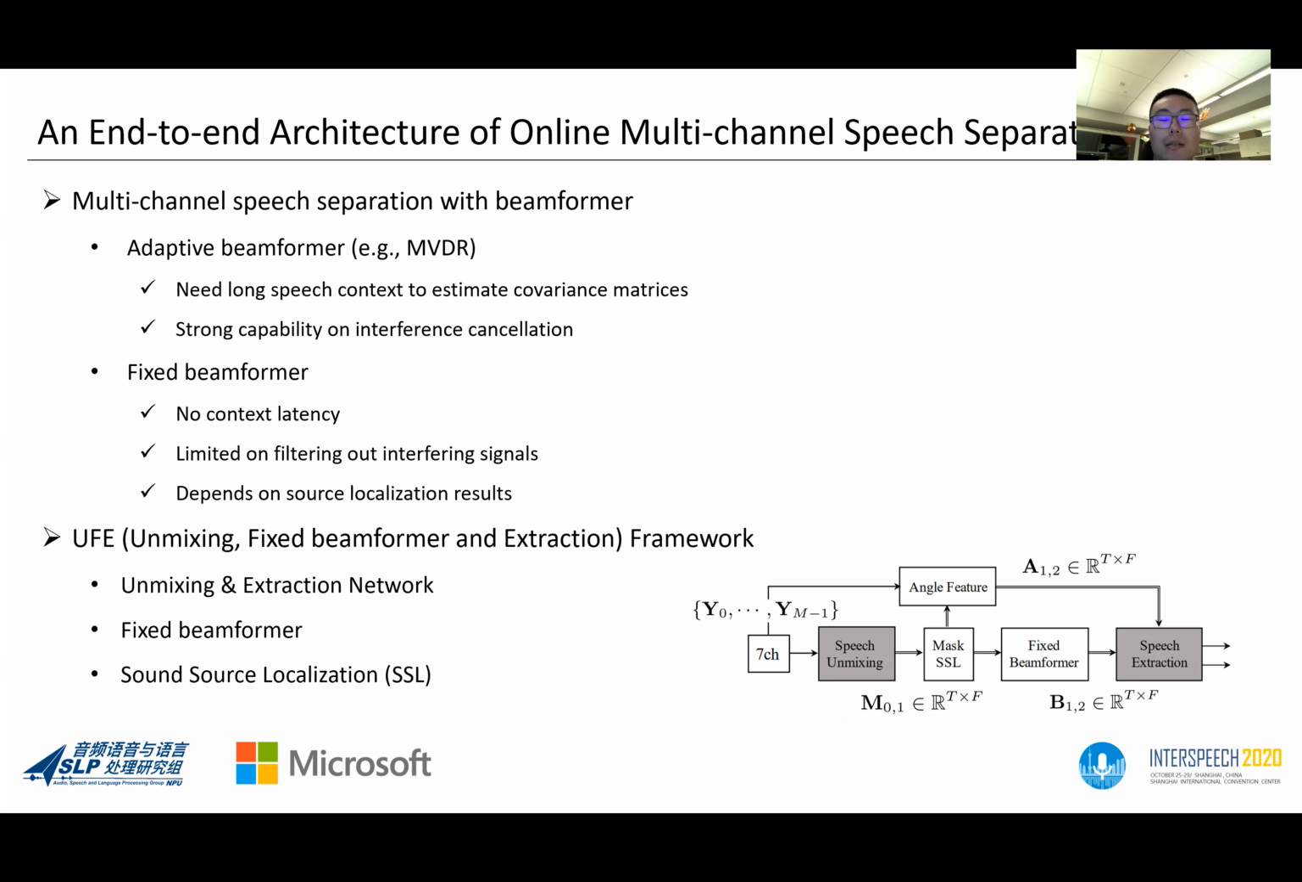The advantage of the fixed beamformer is that it has no latency, but it is limited in filtering out the interfering signals. And also, we need source localization results to help us pick the target beam. So in the previous paper, there are four modules, namely the unmixing network, the extraction network, the fixed beamformer, and the sound source localization.